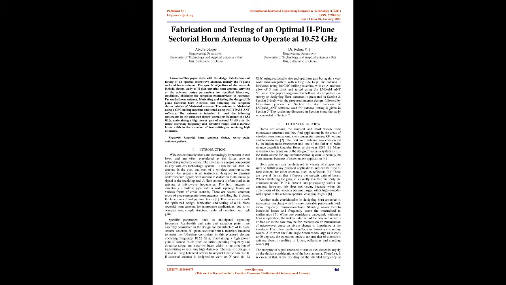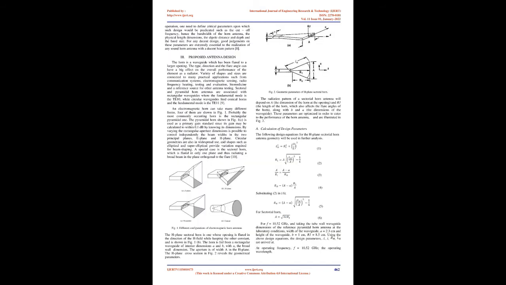GHz, using reasonable size and optimum gain but again a very wide radiation pattern with a long side lobe. The antenna is fabricated using the CNC milling machine, with an aluminum alloy of 3 mm thick and tested using the LVDAM_ANT software. The paper is organized as follows.